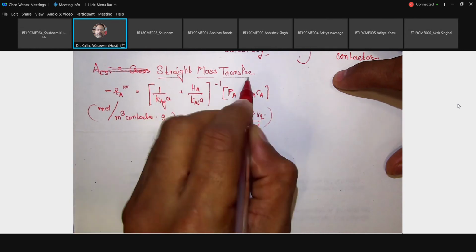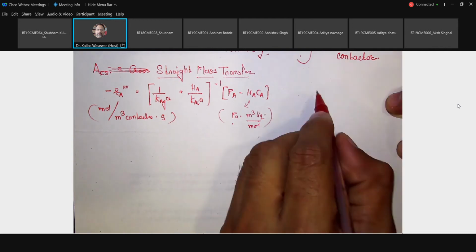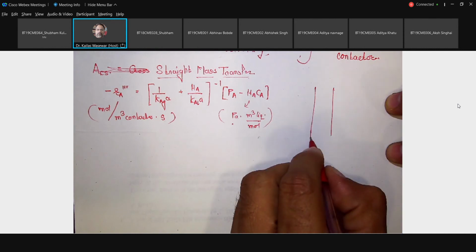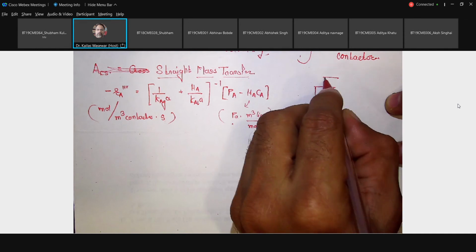Now, if there is a kind of plug flow, if you take the tower, so the tower is there. Of course, liquid will come from the top.